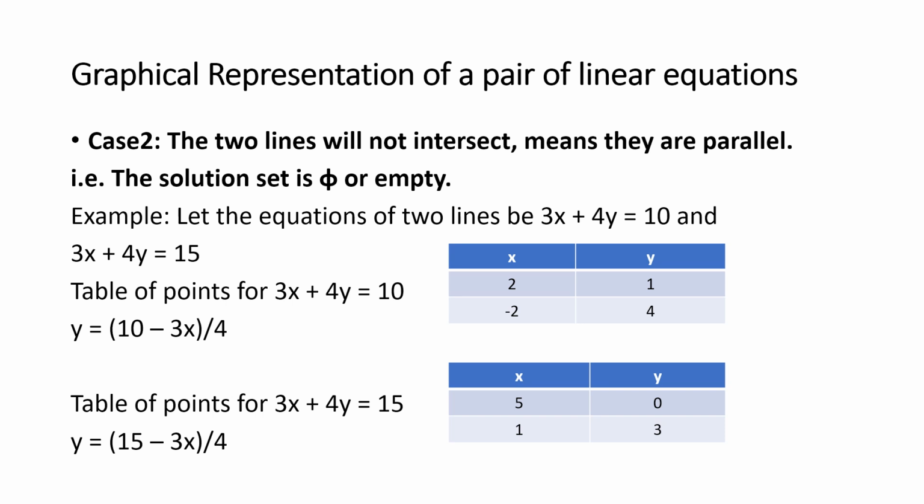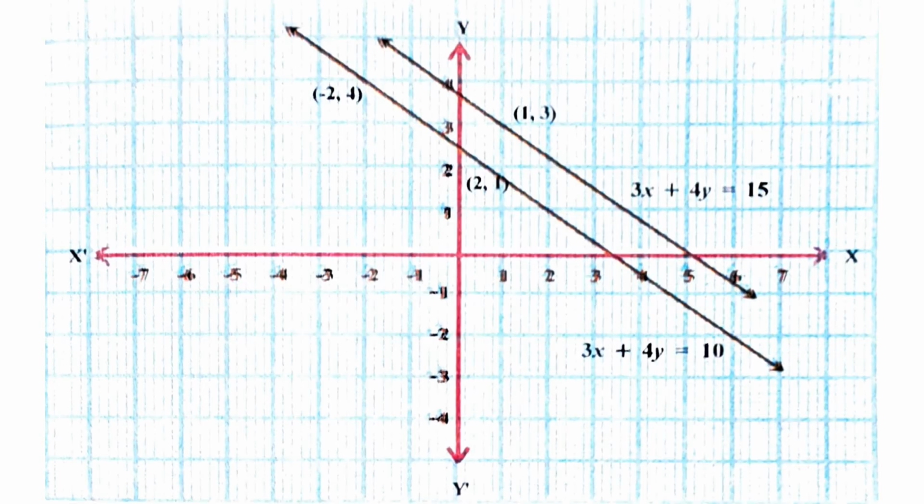For example, let the equations of two lines be 3x + 4y = 10 and 3x + 4y = 15. Now when we plot these, we will see that the lines are parallel. Since the lines are parallel, there is no point at which they will intersect, meaning there is no point which is common to both the lines. So there is no solution to this pair of linear equations. You can see in the graph that both the lines are parallel, so there is no solution to this pair of equations.